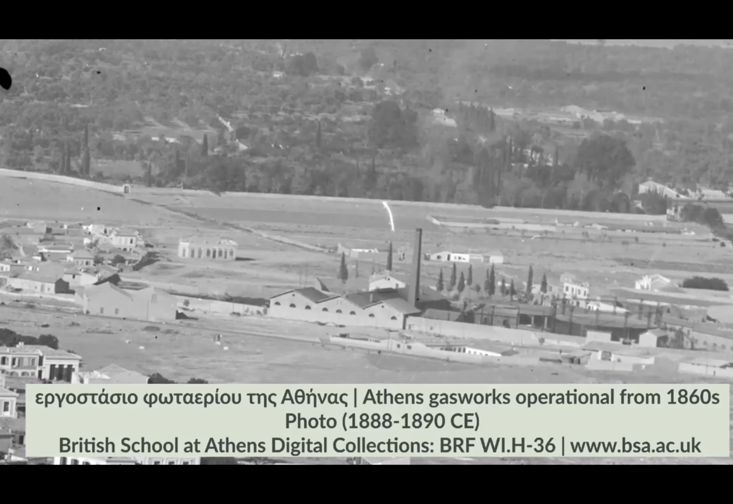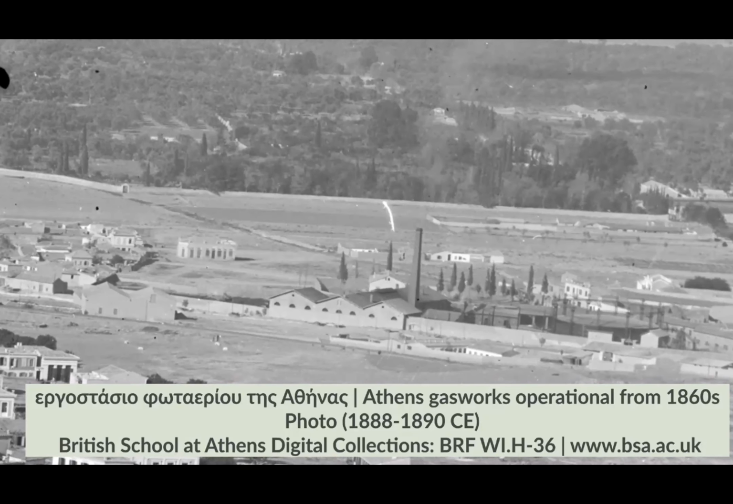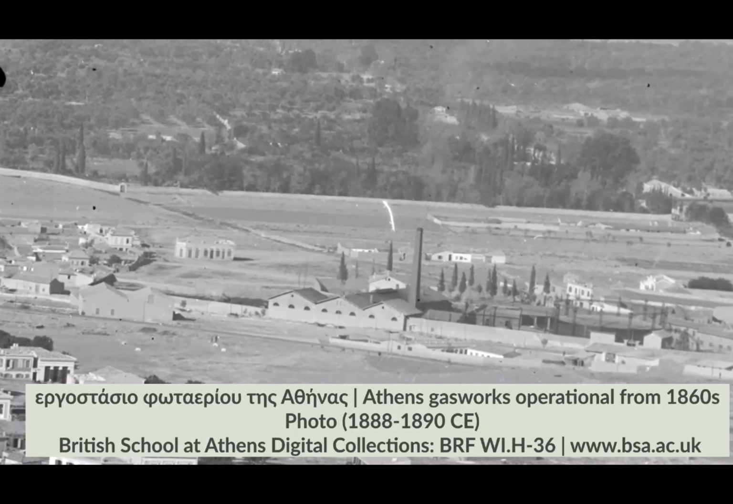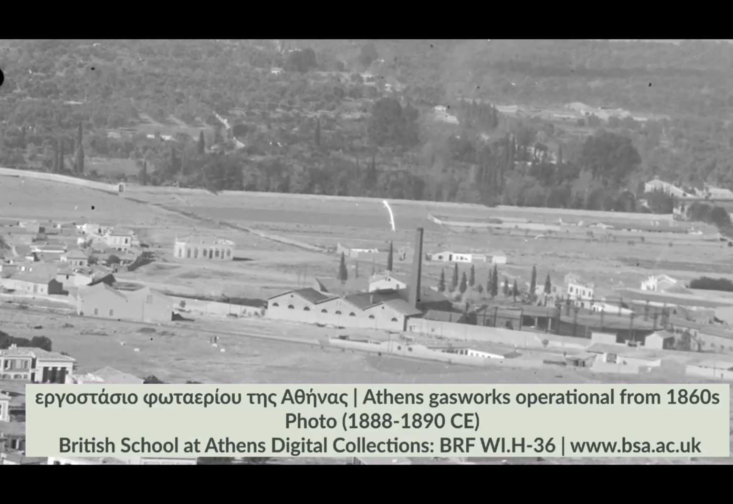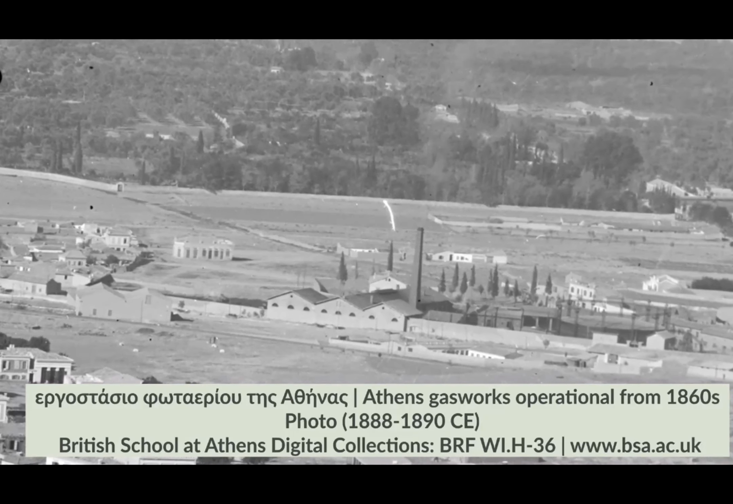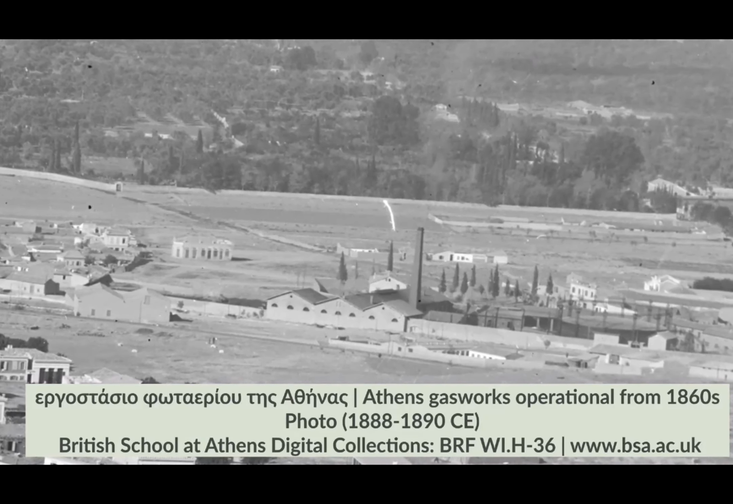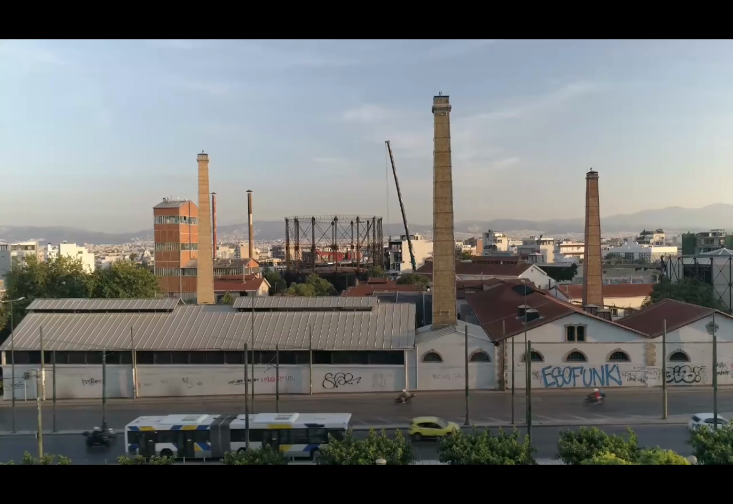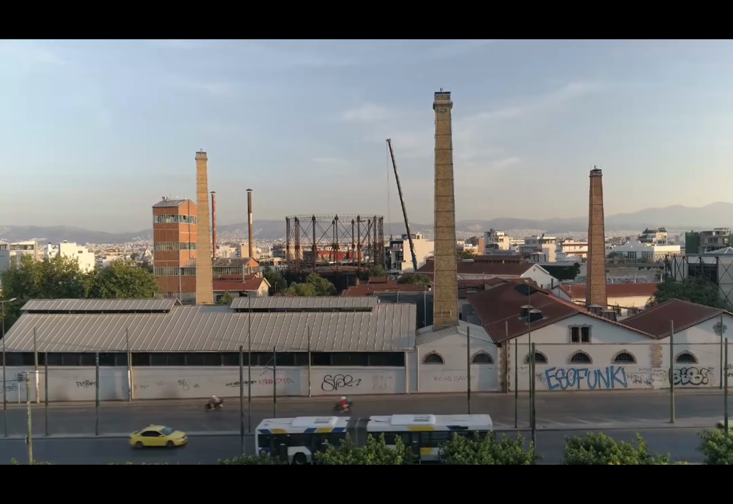Even as the industrial architecture of Athens Phtereo Gasworks first arrived in the 19th century, archaeological decisions about which architecture was to be retained, restored, or demolished, such as the Frankish Tower on the Acropolis, were already changing the city's architectural heritage. Which architecture did you come to see?